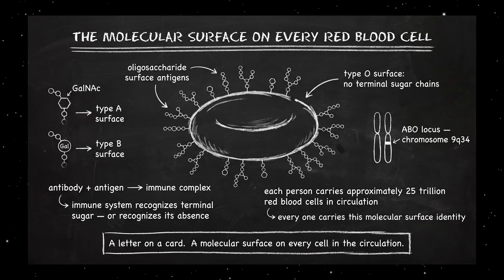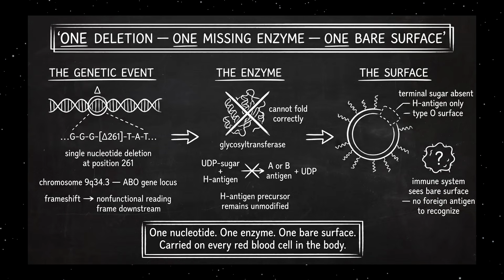The letter on the card represents a molecular surface you have carried on every red blood cell in the circulation without knowing what it physically means. One nucleotide deleted from position 261 on chromosome 9. One enzyme that misfolds and cannot function. One surface left bare where every other blood type carries sugar chains the immune system can recognize and destroy.